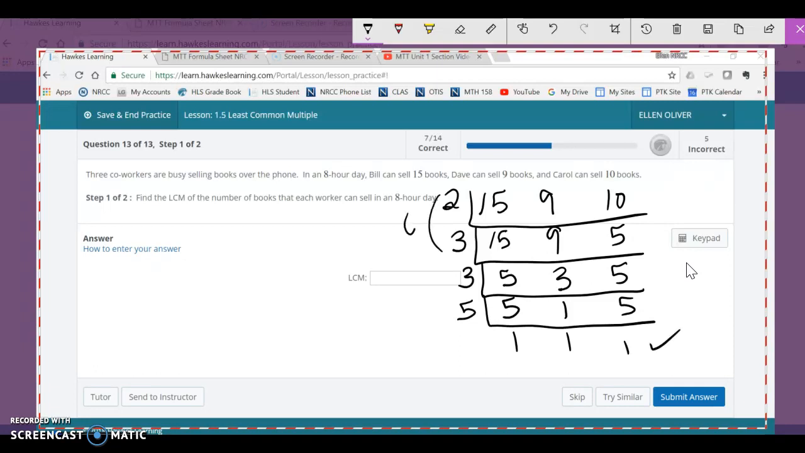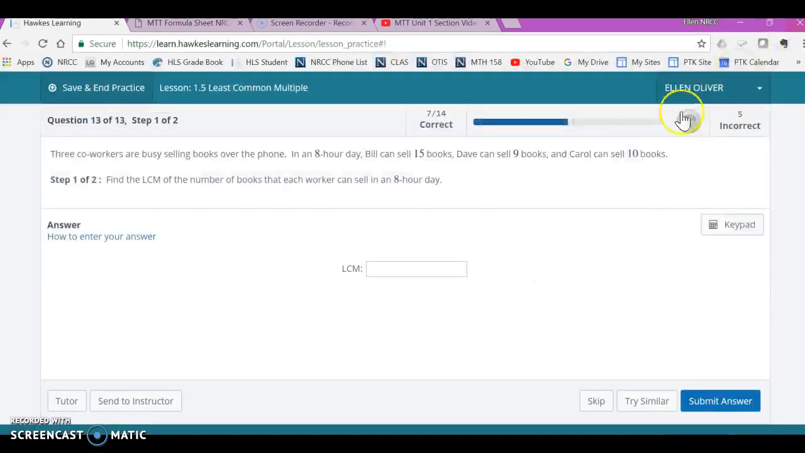So it's going to be 6 times 15. I can use my multiplication table, 1, 2, 3, 4, 5, 6, and get 90. So that's going to be the answer to step 1. That's the LCM. The LCM of the number of books that they can sell is 90 books in one day. So let's type that in.